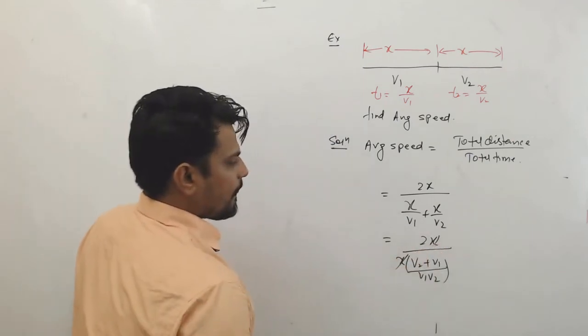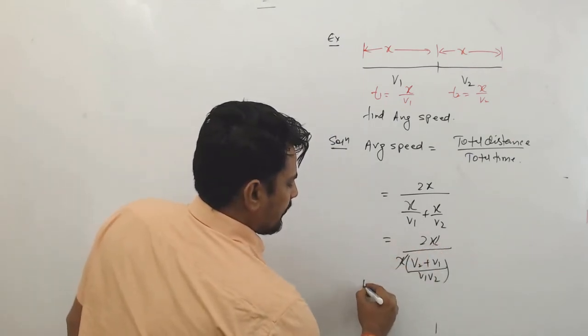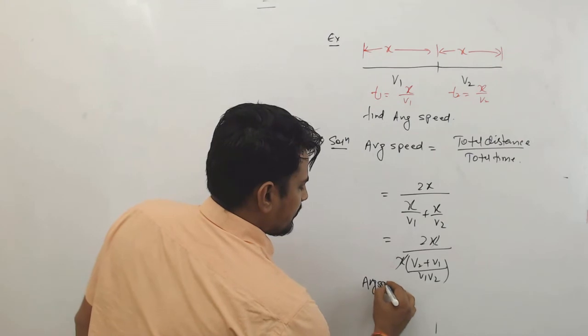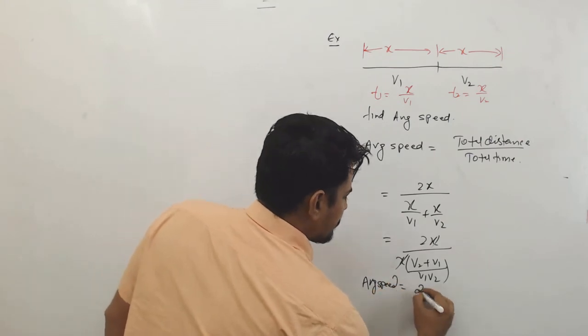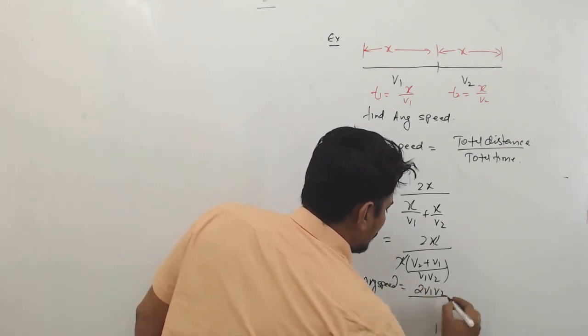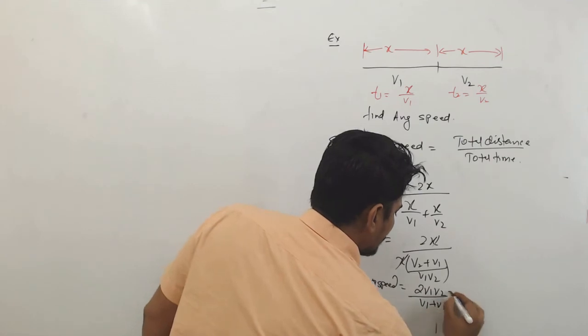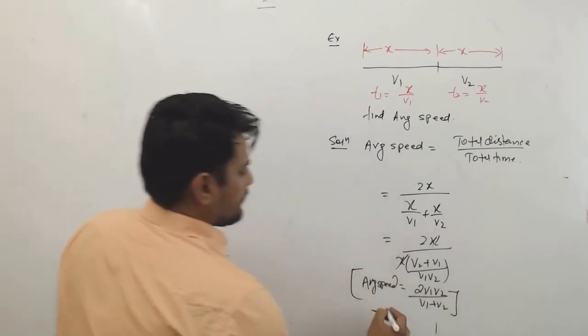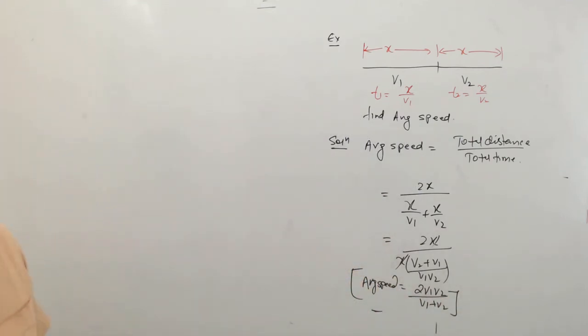Gaya ji. So the average speed should be twice of v1 v2 upon v1 plus v2. बल्ले बल्ले. Simple जी है ना. Clear all of you? Any doubts in this one? कोई डाउट नहीं है ना. चलो एक और करते हैं. Note it down. Pause the video, note it down. Let's do one more. एक और situation देखते हैं.